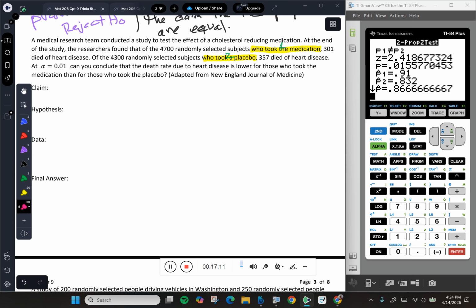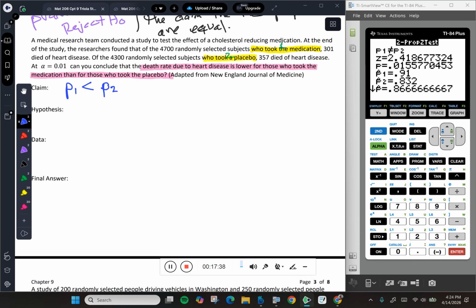Right? Let's look at the claim now. The claim is that the death rate is lower for those who took the medication than those who took the placebo. That the death rate, which we're going to call our P1, is lower for those who took the medication than those who took the placebo.